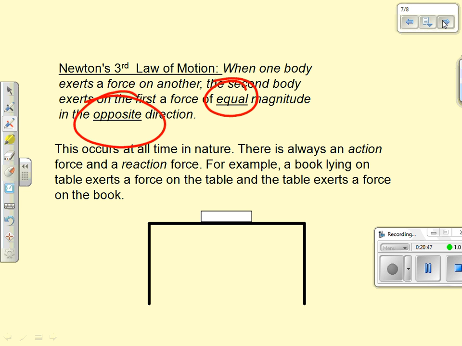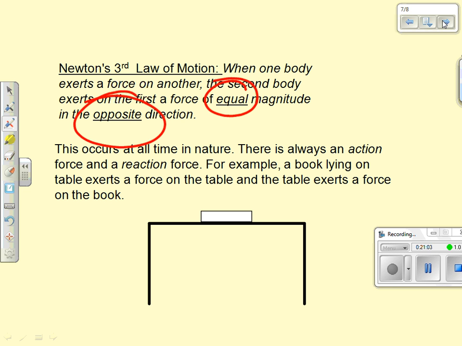Explain more. I don't know, you're trying to mess me up. Yeah. Walk out, good. Not even close to that. This occurs all the time in nature. There's always an action force and a reaction force.